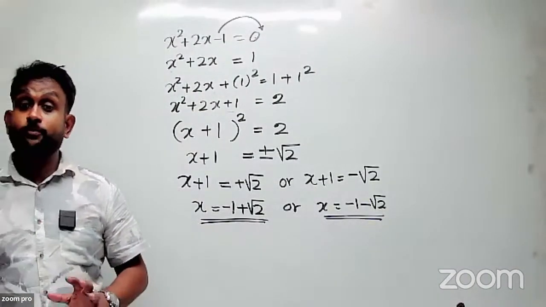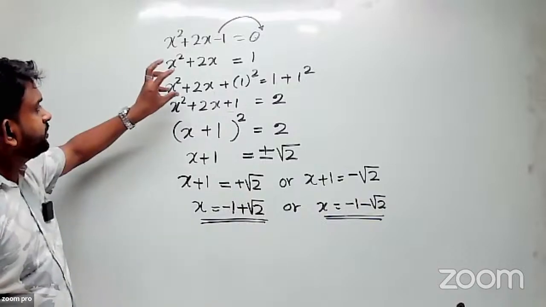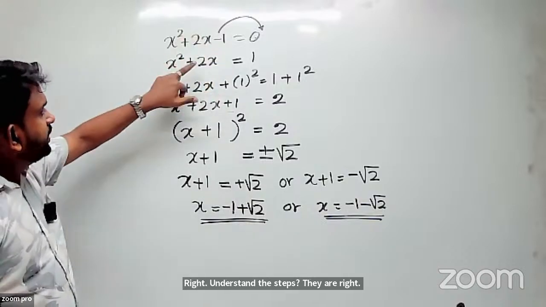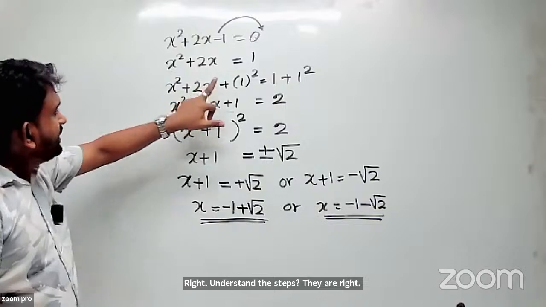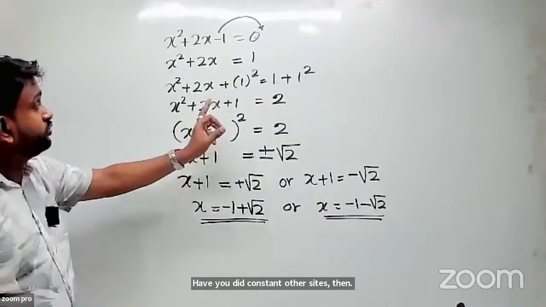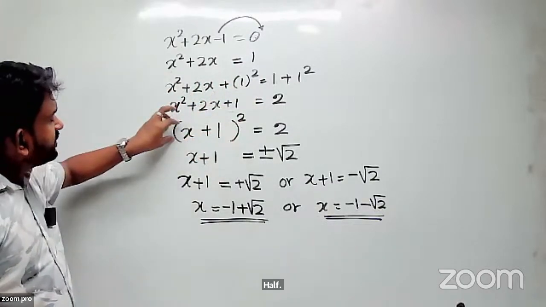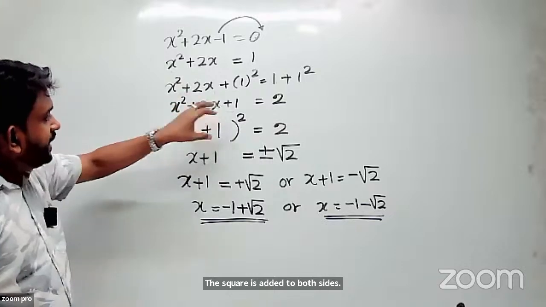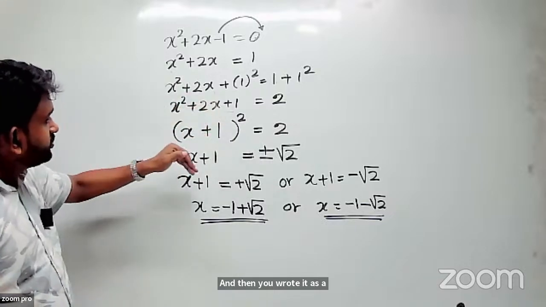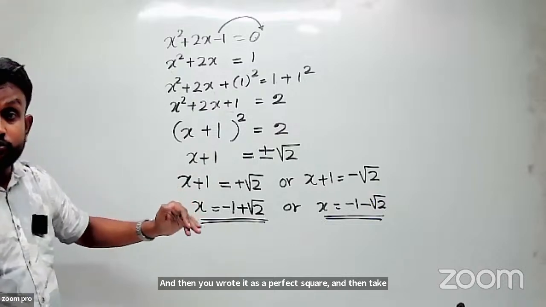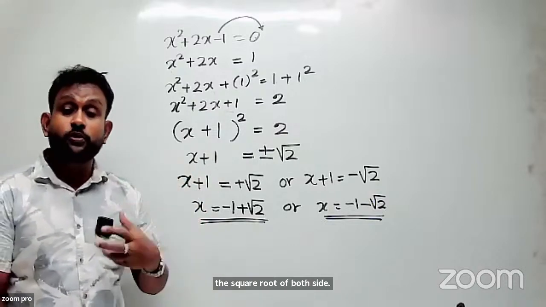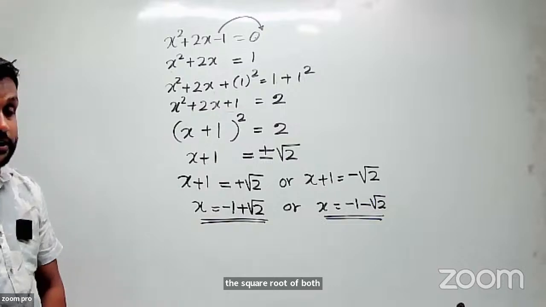Right, understand the steps there, right? How you do it: the constant goes to the other side, then the x coefficient's half square is added to both sides, and then you write it as a perfect square, and then take the square root of both sides, then make x the subject. So when you take the square root, you have plus or minus two values there.